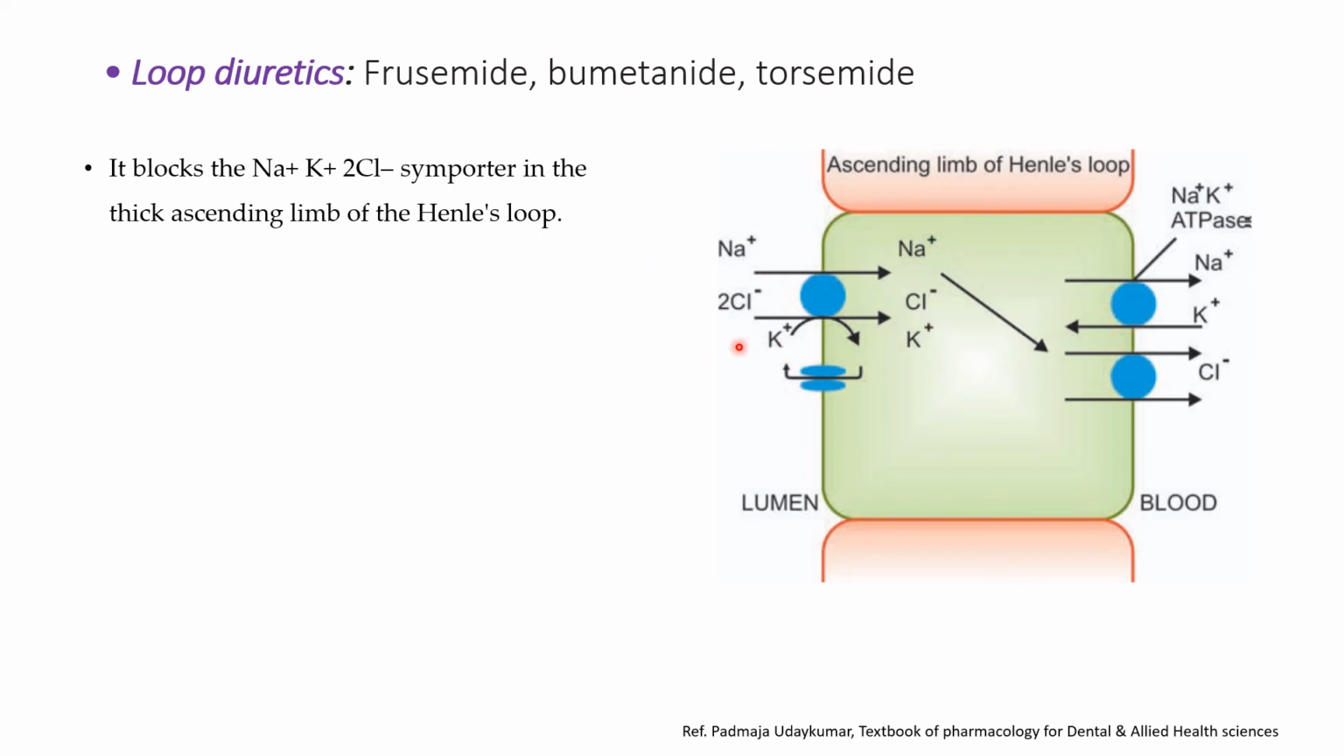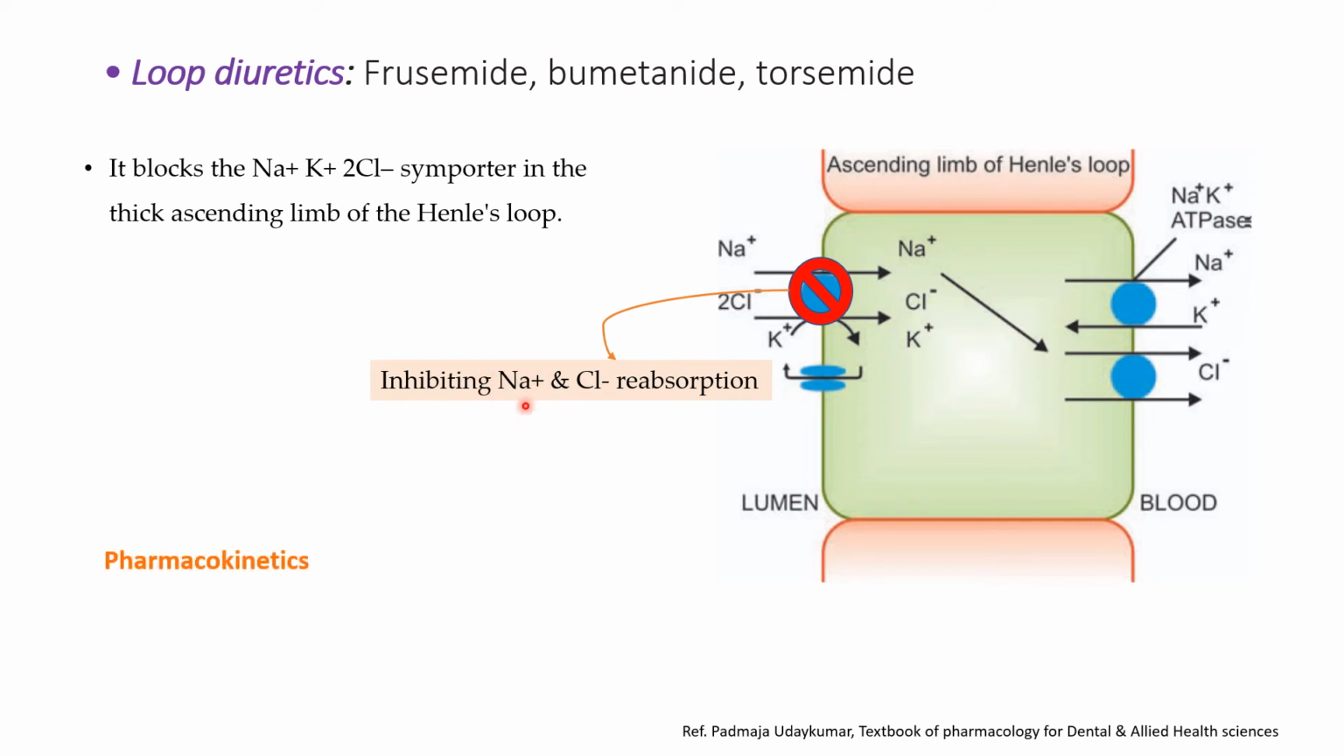What happens here? Our drug will block this sodium potassium 2-chloride symporter, and ultimately it will inhibit sodium and chloride reabsorption and lead to sodium excretion. When sodium is excreted, water is also excreted along with it, and thereby it reduces the blood volume and ultimately reduces the blood pressure. Regarding pharmacokinetics, loop diuretics are rapidly absorbed and eliminated by the kidney.